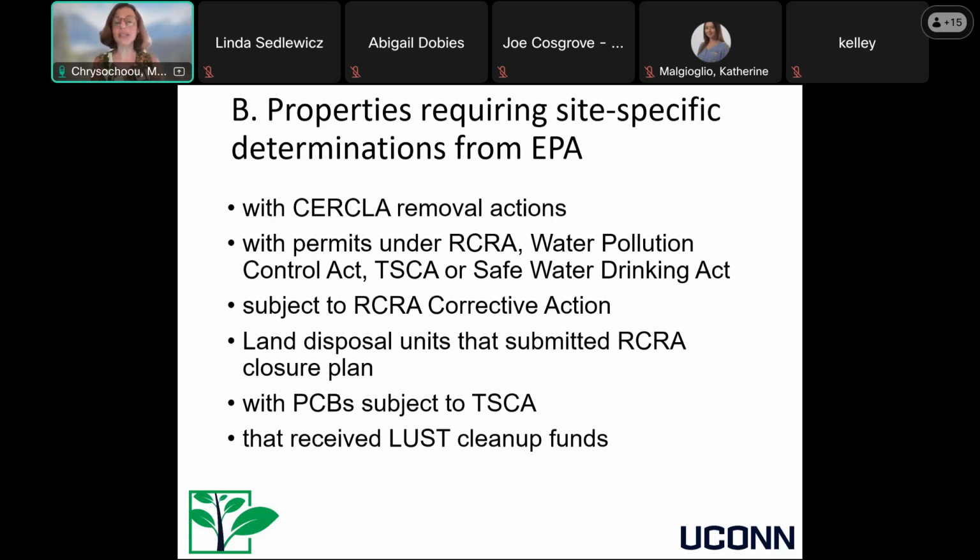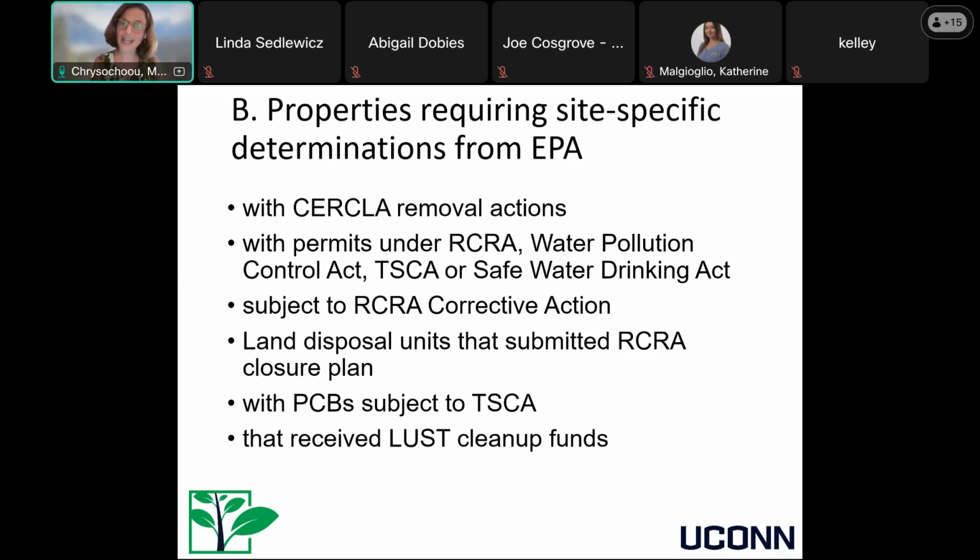So if you already know that your site has had a previous RCRA removal, or you have PCBs of more than 50 parts per million that are subject to TSCA, now is the time to get in touch with us and the EPA to talk about the property-specific determination. So it's not a no to start with, but you have to go through the extra steps.